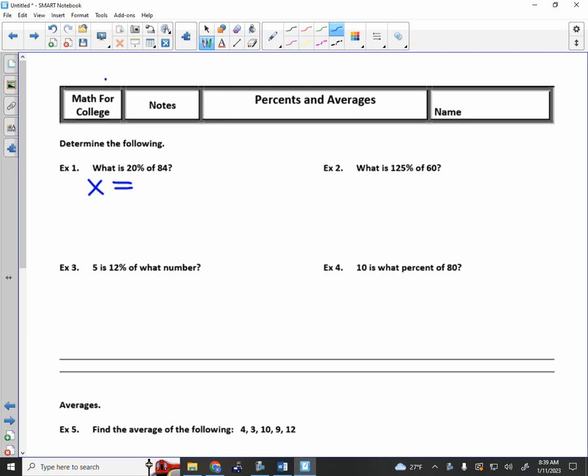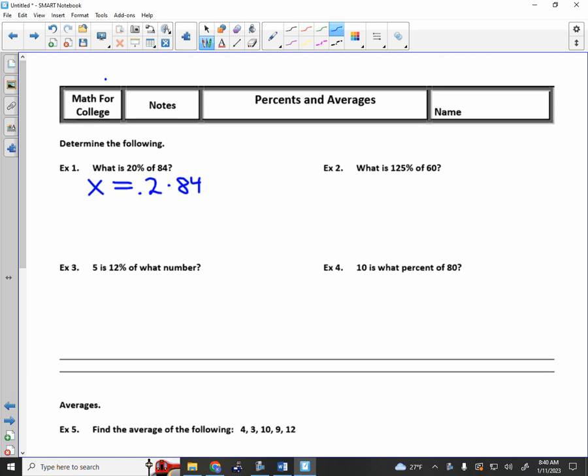So 20%, what would that be as a decimal? 0.2, and then of means multiplication, so times 84. So what is 20% of 84? That's how I read it, and I turn the English into mathematics. Now it's not that bad at all. I do 20% of 84.